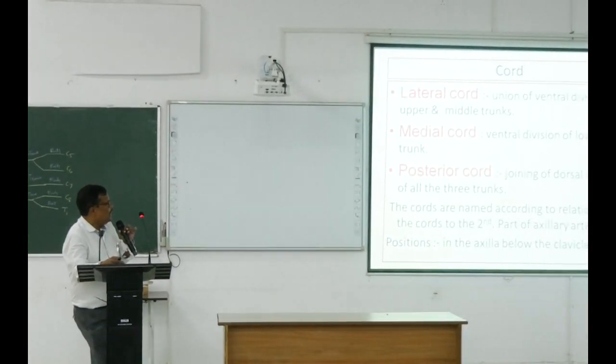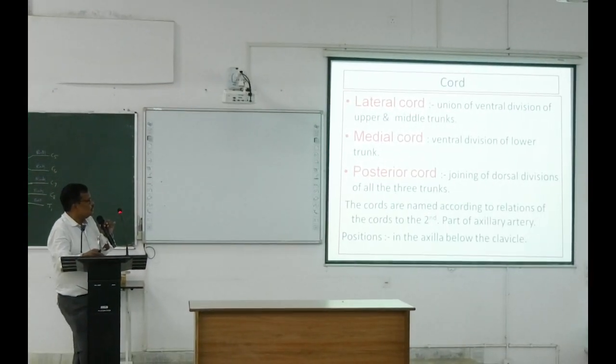The cords are named according to relations of the cords to the second part of the axillary artery. So, the cord which is situated lateral to the second part of the axillary artery, we call lateral cord. The cord which is situated medial to the second part of the axillary artery, we call medial cord. The cord which is situated posterior to the axillary artery, we call posterior cord.